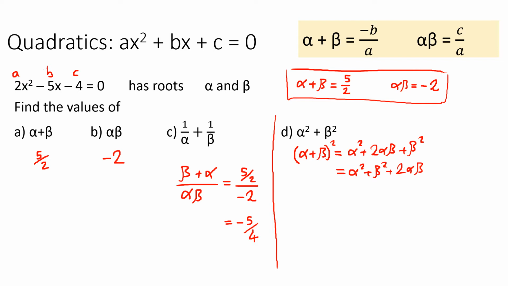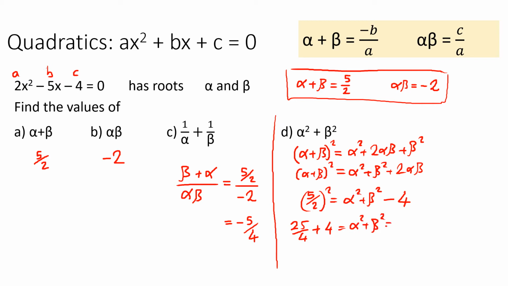Yes, it is, because we know what alpha plus beta is. We've worked that out. It's 5 over 2. So we can rewrite this as 5 over 2 squared is equal to alpha squared plus beta squared. And we know that alpha beta is minus 2, so we can say this is minus 4. So we're basically there, because we just need to square, obviously, our fraction to add our 4 across, and we'll get our alpha squared plus beta squared, which is 41 over 4.